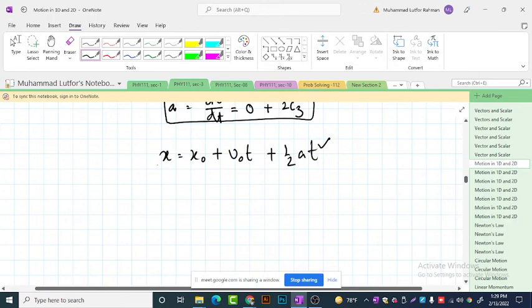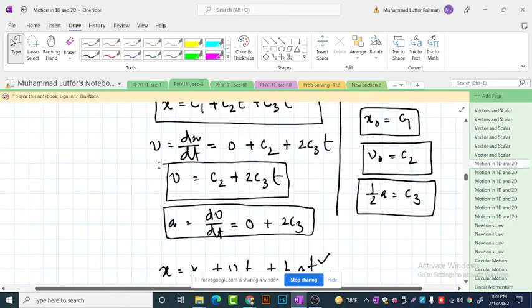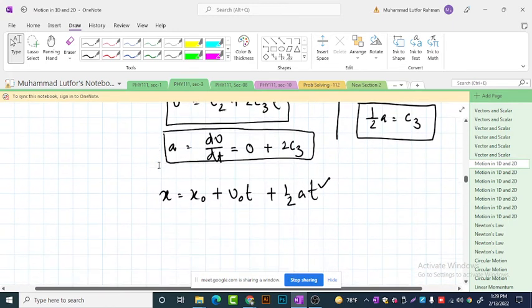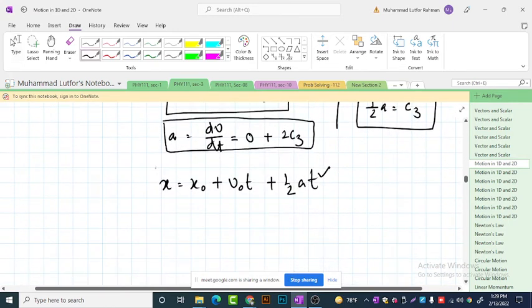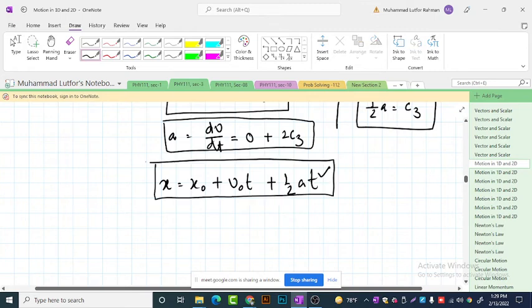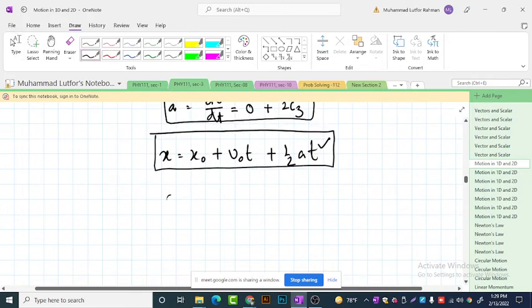Because I found the values of c1, c2 and c3 and plugged them into this equation, this is the most general displacement equation of a particle in motion. We can write it in that form. Sometimes you will see this equation as x naught plus v naught x t plus half of a x t square, where v naught x is the initial velocity in the x direction. If it is one dimensional, we will use that one.